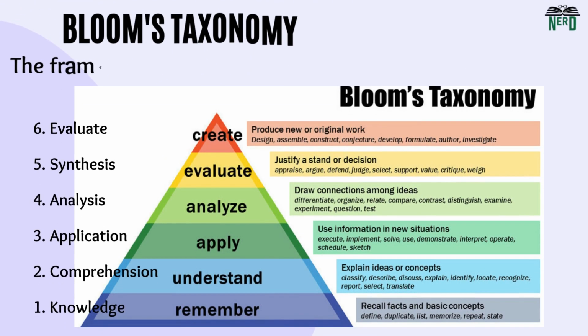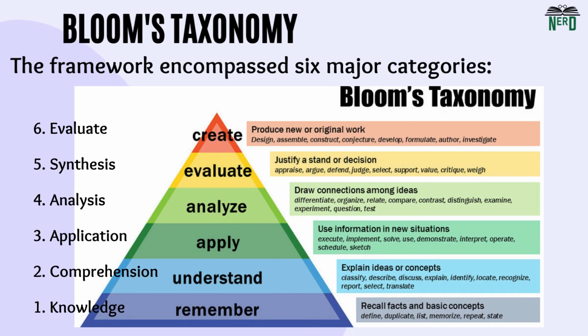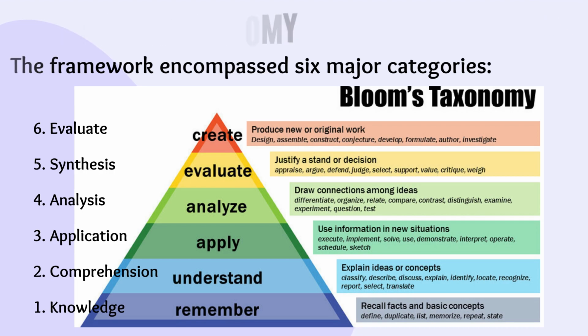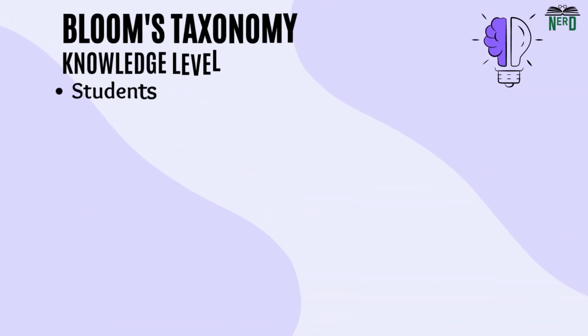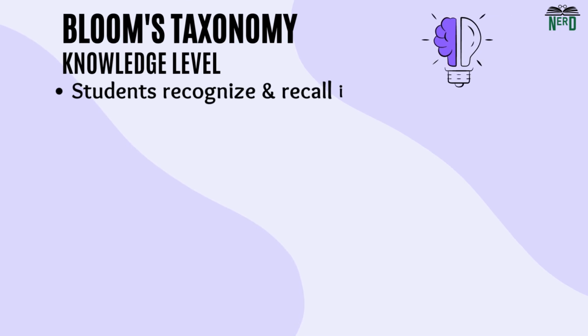Bloom and his collaborators devised a framework that encompassed 6 major categories. First, knowledge. Second, comprehension. Third, application. Fourth, analysis. Fifth, synthesis. Sixth, evaluation. Now let's begin with the first level, which is the knowledge level.